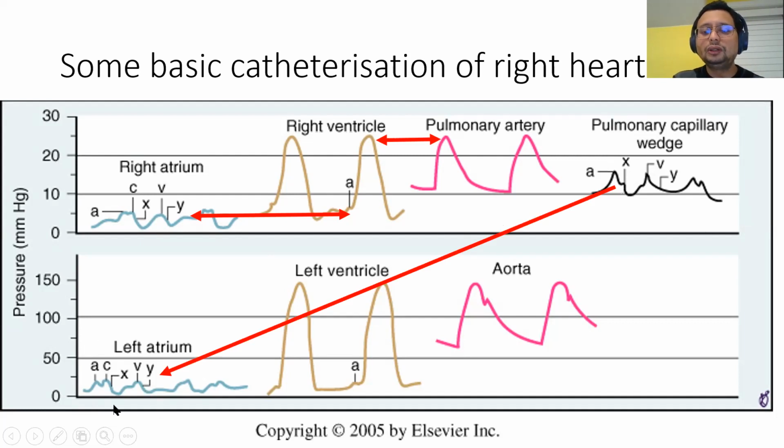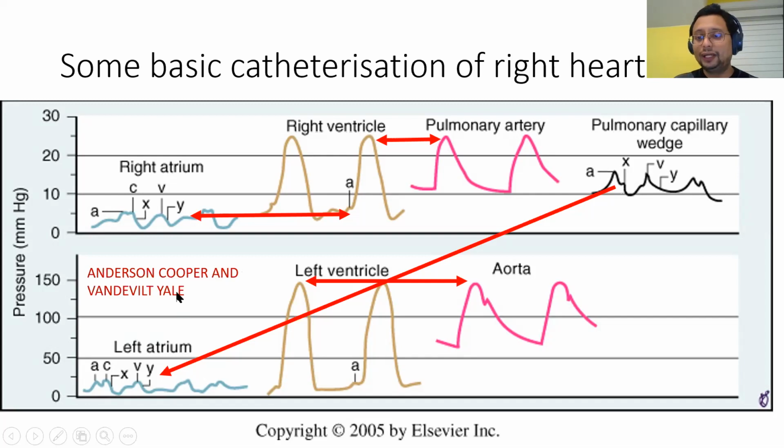So how to remember this? My friend showed me this mnemonic, which is ridiculous, but made me remember. The mnemonic is called Anderson Cooper and Vanderbilt Yale. Anderson Cooper is, I think, the CNN host. Vanderbilt Yale, I think, is one of their philanthropic things or something. So A wave, C wave, N is X, Vanderbilt is V, and Yale is Y. A, C, X, V, and Y.